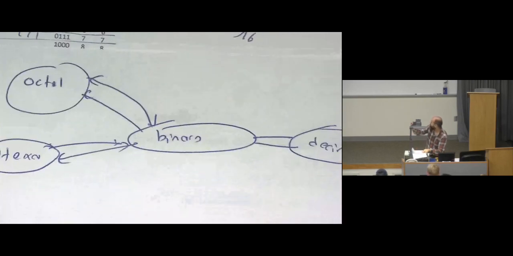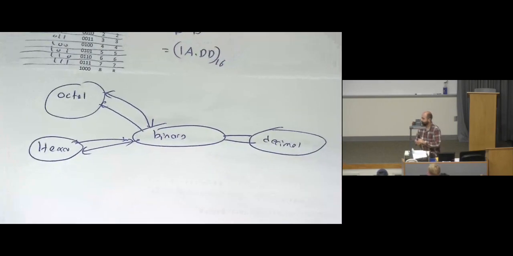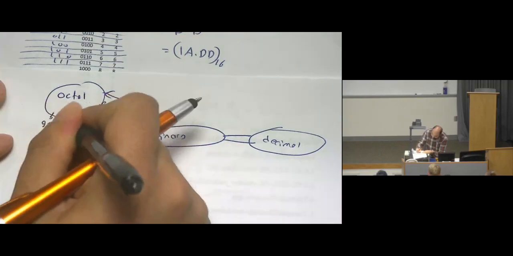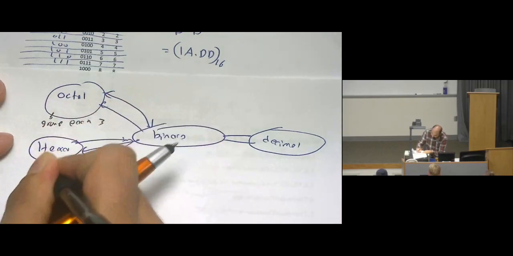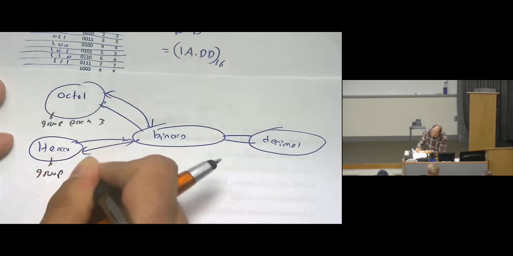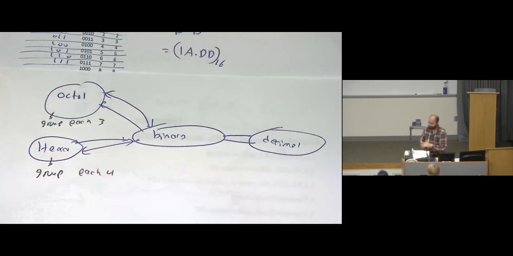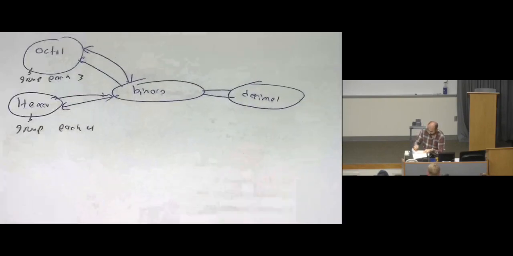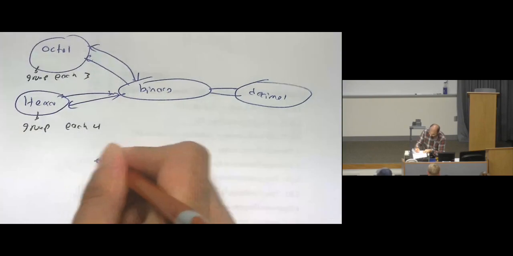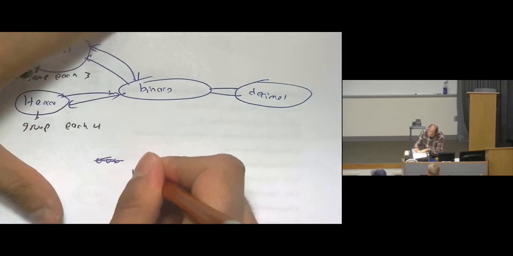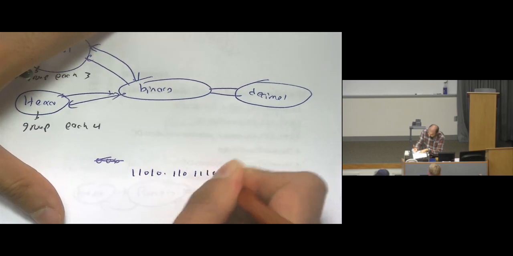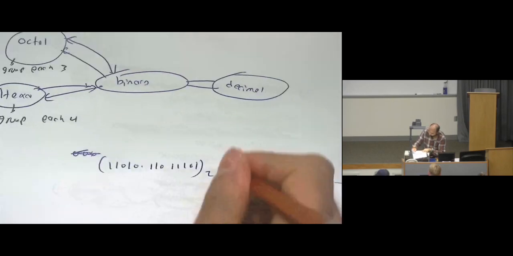For octal, group each three. In hexa, group each four. So let's go back to this number and convert this to octal. This number is actually 11010.1101101. This is binary. I need to convert this to octal.